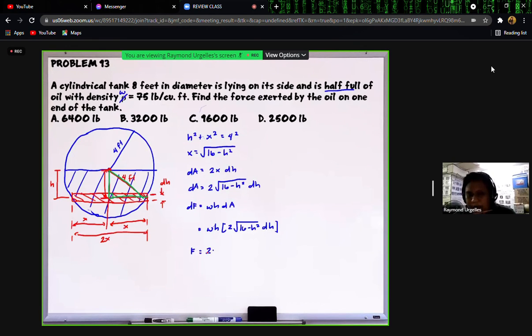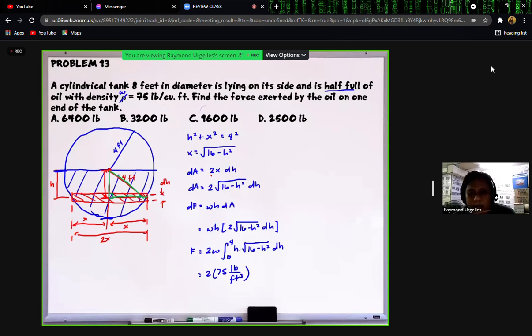To solve for the force, we can factor out the constant, that's 2 omega. Then this will be the integral of h square root of 16 minus h squared dh. The h starts from 0, the surface, down to the bottommost part, that's h equal to the radius, 4 feet. So from 0 to 4. What is our omega? Omega is 75, in pounds per cubic feet.